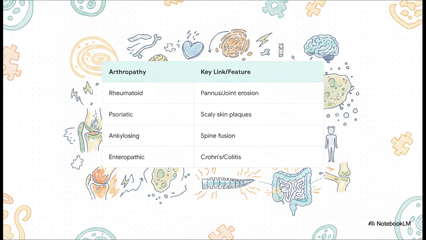Then you have psoriatic arthritis, which occurs in a subset of patients who already have psoriasis. That's a condition creating rough, scaly plaques on the extensor surfaces, meaning the outside of your elbows and the front of your knees. Next is ankylosing spondylitis, which primarily targets and fuses the spine. And lastly, enteropathic arthritis, which is joint inflammation specifically linked to inflammatory bowel diseases like Crohn's or ulcerative colitis.